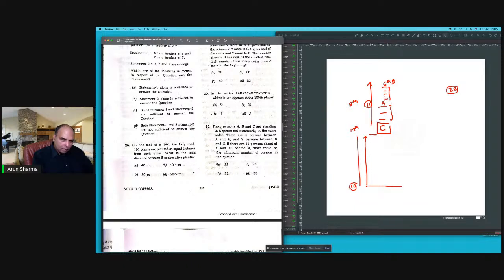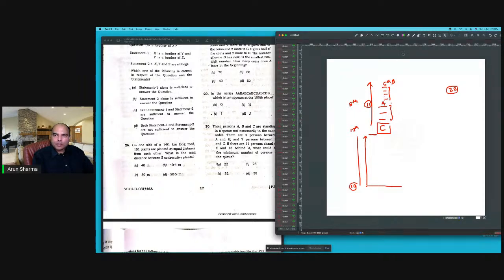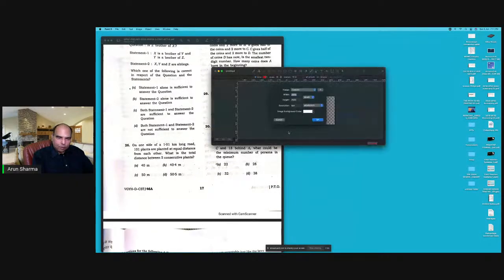Entertainment tells me that 26th ka answer 40.4 hai. Okay, yeah, I think I made a mistake in this on 26th. Then these are 26 for you guys. Thanks for pointing that out. Let me just resolve. I'm not sure of the answer.